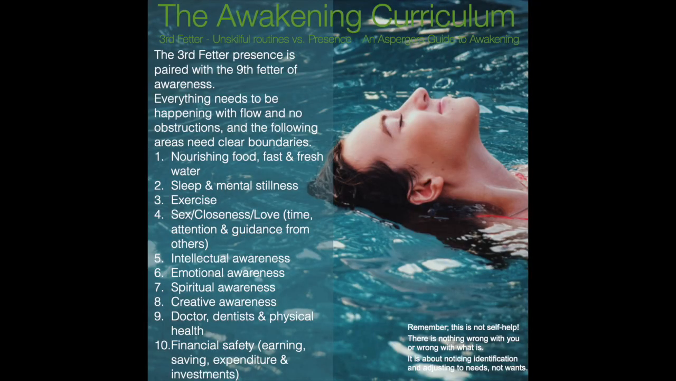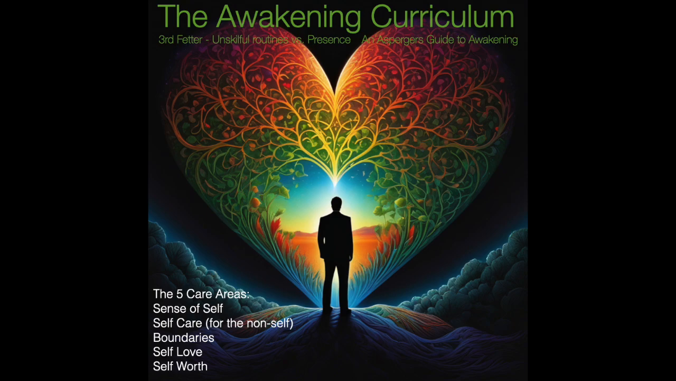And if not, then remember in the third fetter, there's the full list of all the 10 things that need to be in place for you to have proper self-care. So the first 3 of the care areas are the sense of self, self-care, and boundaries. And those 3 need to be in place before we can talk about self-love and self-worth. And this needs to be in place before we can start to do any of the exercises in the 6th fetter.